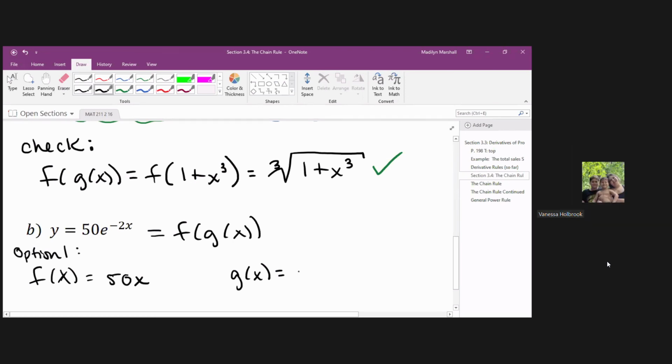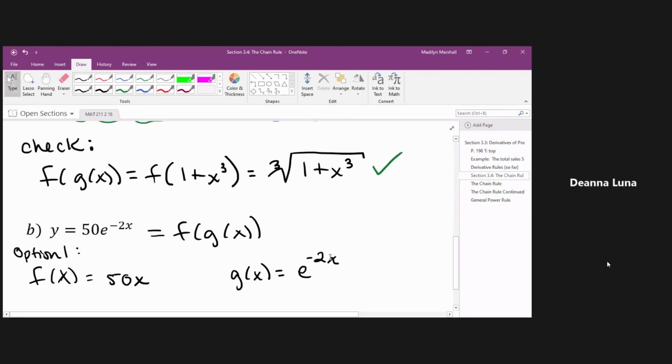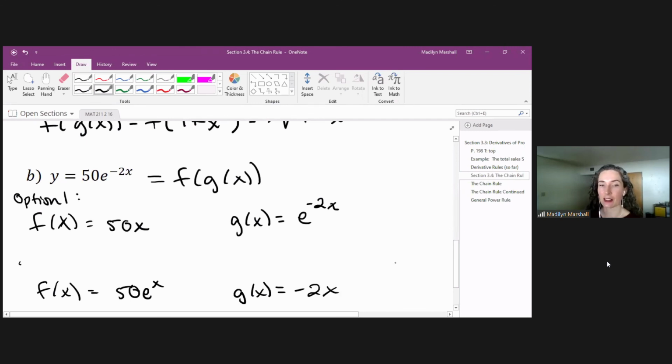e to the power of negative 2x. Yes, exactly. So that would work. That is one option. We could just take that whole e to the negative 2x and put it in for the x in f. I did it a different way. How did you do it? I did f equals 50 e to the x, and then g of x equals negative 2x. Yes, that also works.